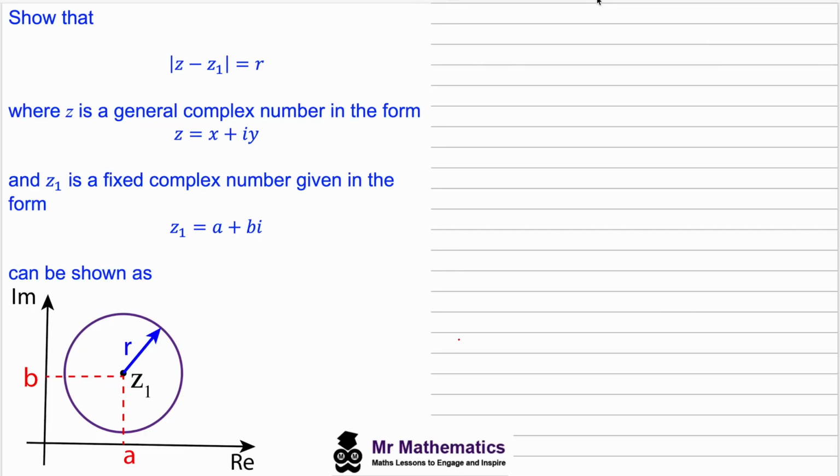So this is the third video in my series on the locus of complex numbers. I want to show you how we can find the general solution for the locus of complex numbers and circles. So we're told that the magnitude of z minus z1 is equal to r.